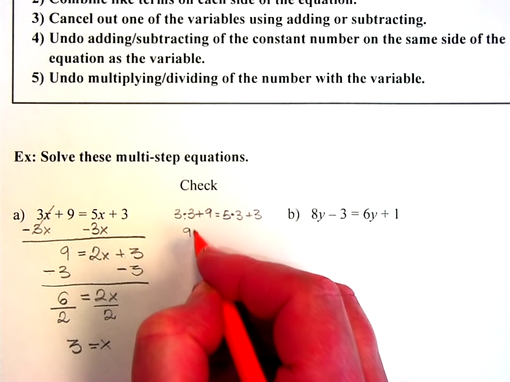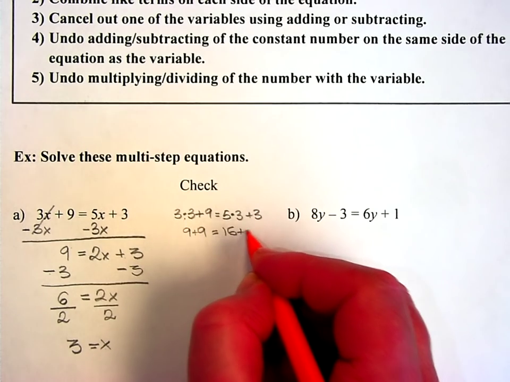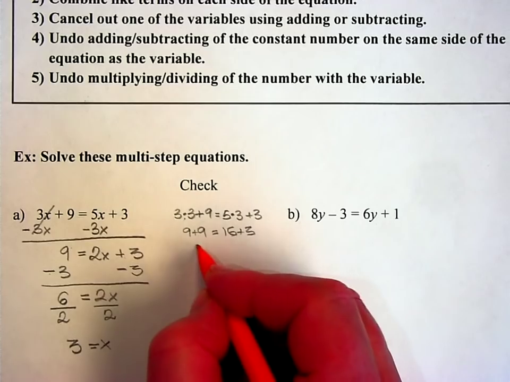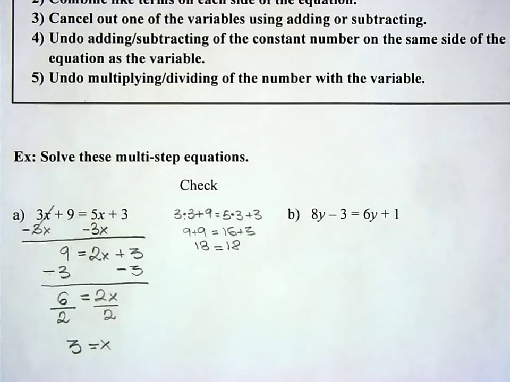3 times 3 is 9, plus 9, here I have 15 plus 3. 9 plus 9 is 18, here 18. They are equal to each other. I know my answer is correct.